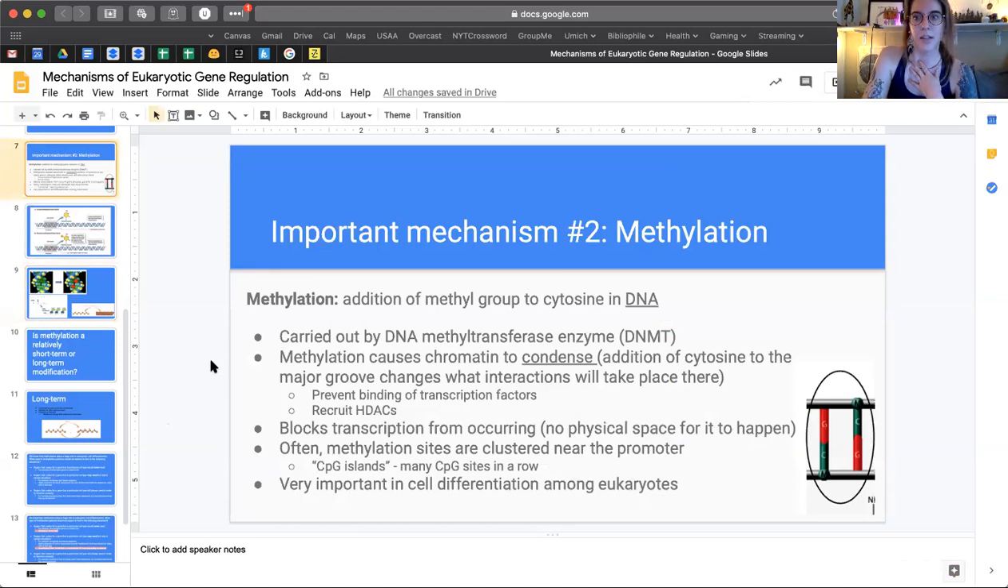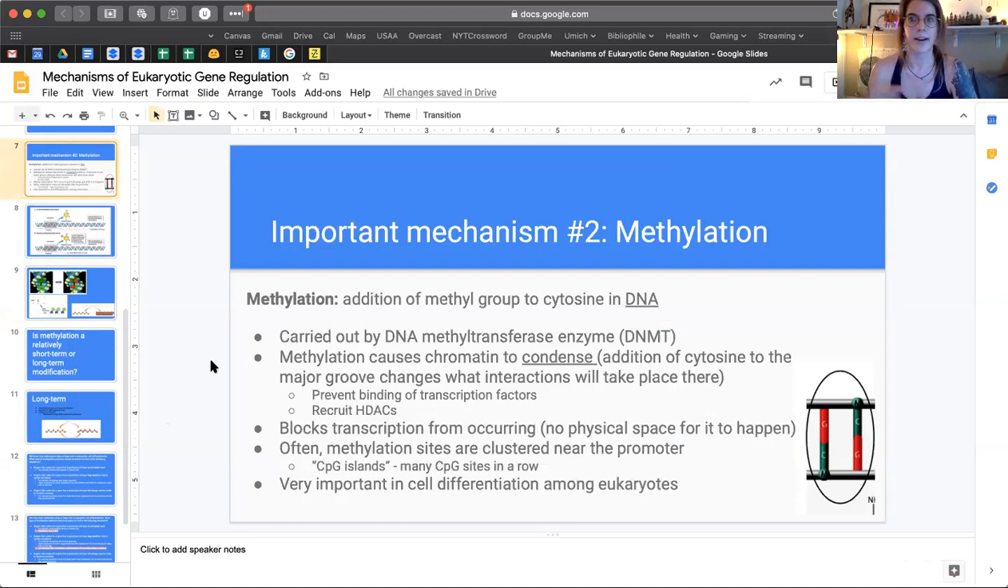Methylation sites are often clustered near or within the promoter itself, which hopefully makes intuitive sense because we really want to be specific with what genes we want to either be expressed or not be expressed. So when we have those methylation sites at or really close to the promoter, we're able to be specific and say, this is the gene that we want to turn off right now.